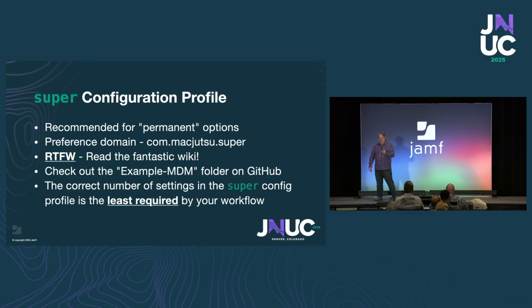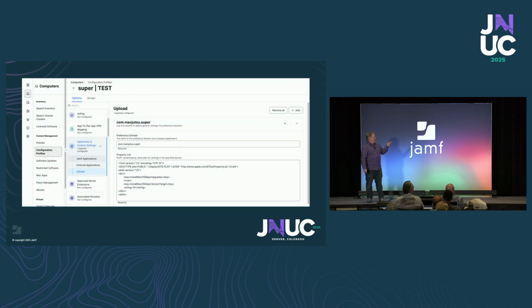But here's a tip. The correct number of settings in your Super config profile is the least required. Okay? It is not the best method to configure Super for many people. It is a method, but it's not the best method. That's the number one thing we see on the Slack channel, people putting too much stuff in this config profile. But here's what it looks like. I prefer this method where you actually go in here and edit it.